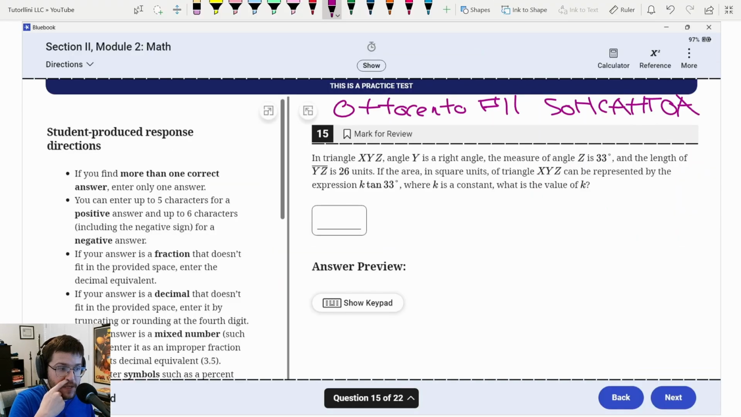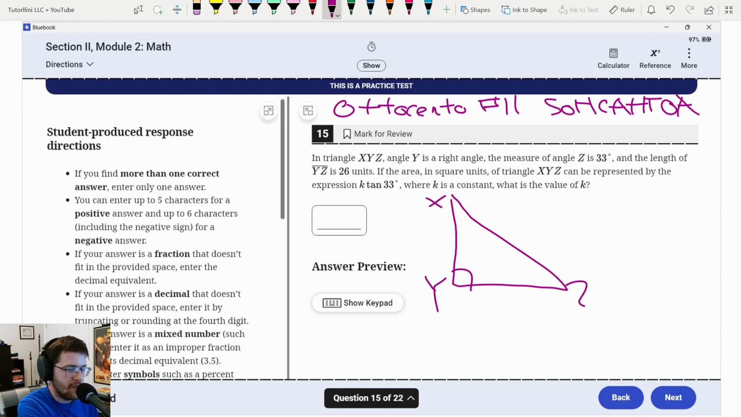Okay, question 15. So I go over a concept we're going to use here in my Ottocento number 11, SOHCAHTOA. Definitely go check that out if you haven't already. Okay, so we're going to start making a drawing. And I'm going to label it such that y is the right angle because it says that. So x, y, and z.